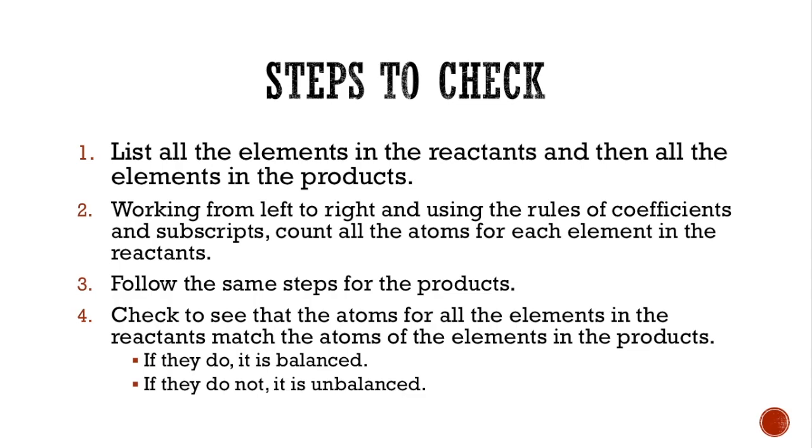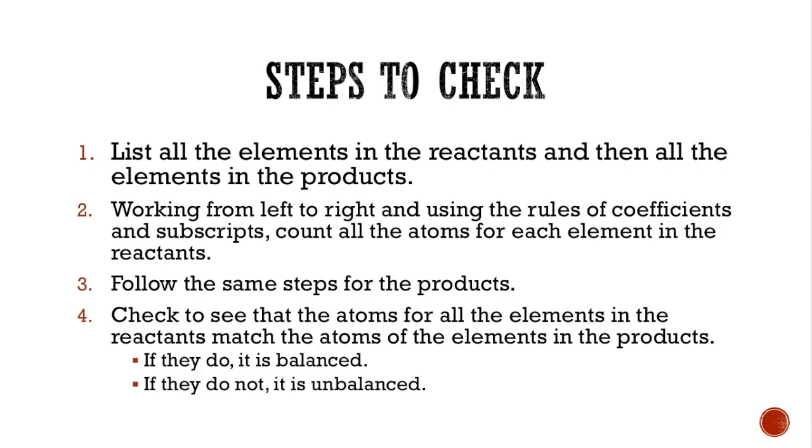So these are the steps to check if a chemical equation is balanced or not. The first step is you're going to list all the elements in the reactants and then all the elements in the products. That's going to help us make sure that there aren't any new elements being created. That's not how these chemical equations work. So we're going to make sure all the elements are the same on both sides of that yield sign.